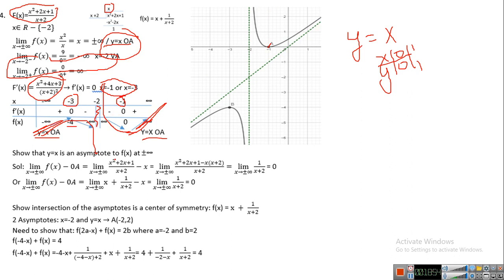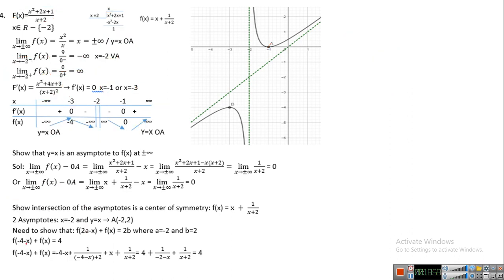Now, always they ask in this question, and in this year, to show that y equal to x is an oblique asymptote. If you want to prove that you have an oblique asymptote, there is only one way, no other way. You must show that the limit as x tends to plus or minus infinity of the function minus its oblique asymptote must be 0. If you show that the limit of f of x minus its oblique asymptote is 0, you have proved that we have an oblique asymptote.